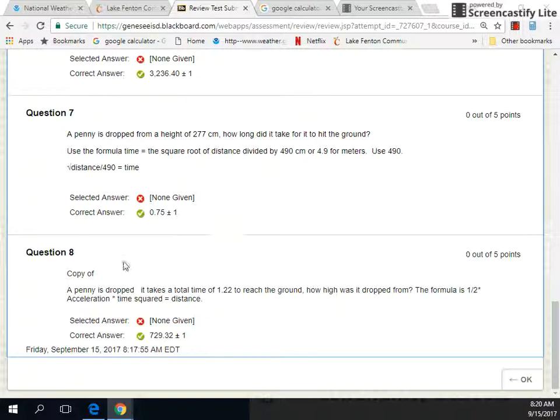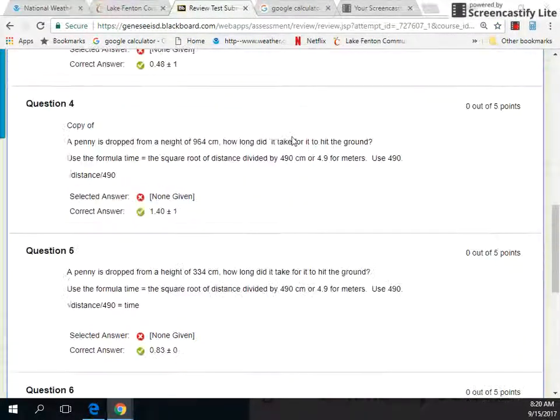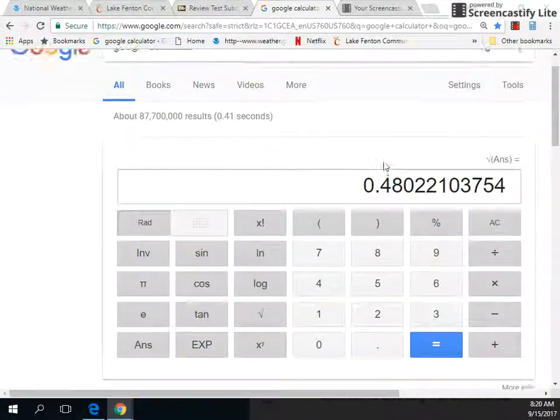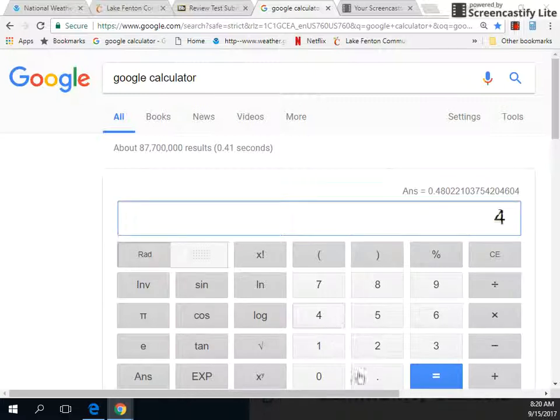Okay? So like on this one, you'd have to tell me how to do that. And the formula is given, 1/2 acceleration times time squared. So you'd have 4.9 times 1.22 squared. So if we just do that, 4.9 times, what was it, 1.22?